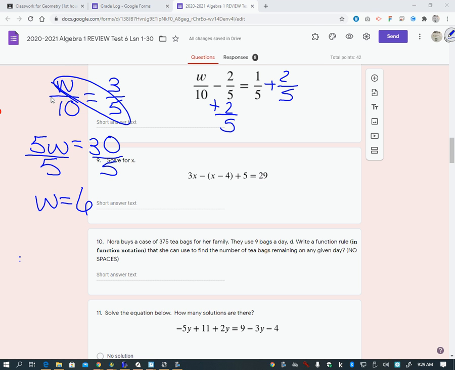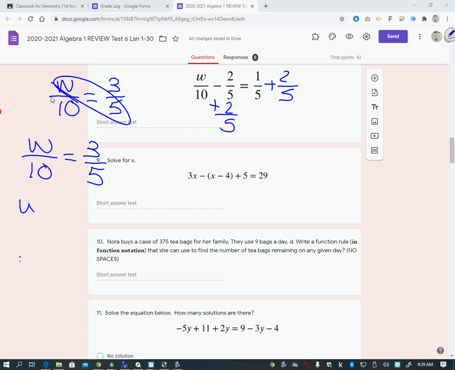Okay. Here's another way to think about this. If I've got W over 10 is equal to the ratio of 3/5, could I double this to get this to the common denominator 10? So W over 10 would be equal to 6/10, correct? So if 10 equals 10, then what does W equal? 6. Does that make sense? Okay. There's about 3 different ways to get there. Probably more than that.